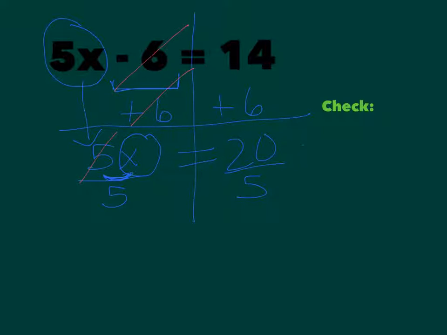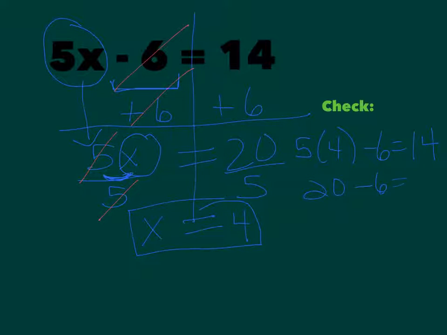Well, 5 over 5 is just 1. So I'm left with 1x, and I just write x equals 20 divided by 5, which is 4. So I'm saying that my answer is x equals 4. But let's see if that works. 5 times 4 minus 6 equals 14. 20 minus 6 equals 14. 20 minus 6 is 14. So I know that my answer of x equals 4 is correct.